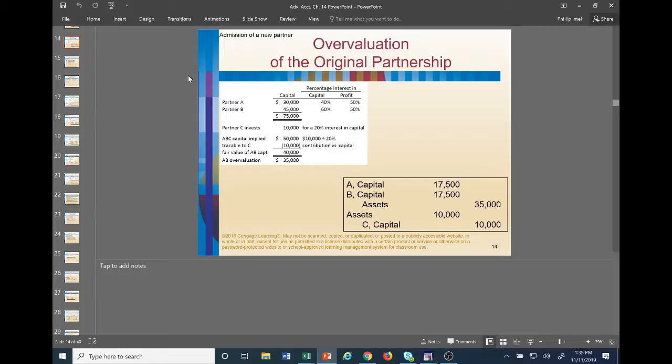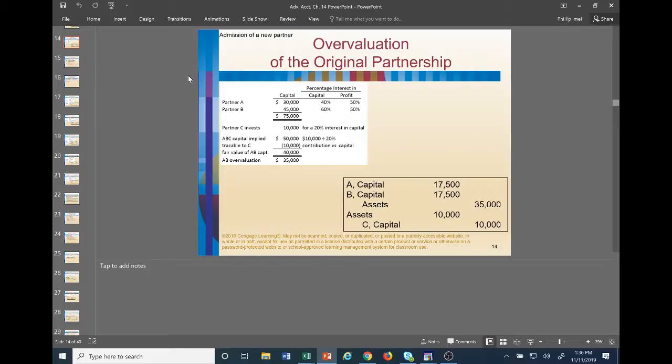Overvaluation of the original partnership. The recording of a bonus traceable to the incoming partner was based on the assumption that the new partner was contributing an intangible asset in addition to other assets valued at $10,000. However, the substance of the transaction may indicate that no intangibles are being contributed, and the existing assets of the old partnership are overvalued.